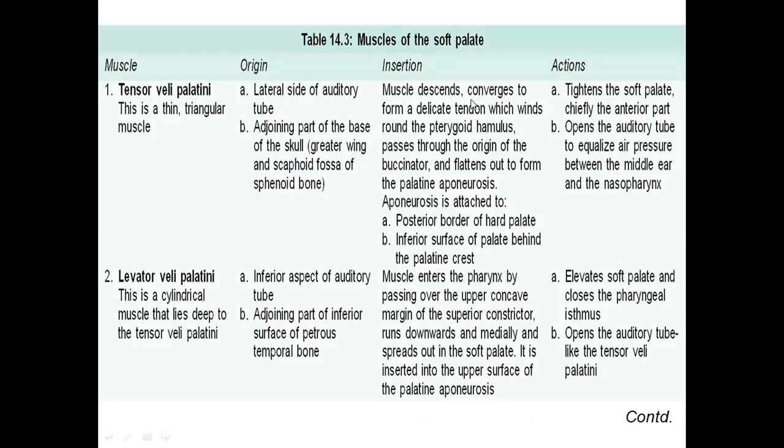Insertion: the muscle descends and converges to form a delicate tendon which winds around the pterygoid hamulus, passes through the origin of buccinator, and flattens out to form the palatine aponeurosis. The aponeurosis is attached to the posterior border of the hard palate, the inferior surface of the palate behind the palatine crest. The action of tensor veli palatini is to tense, that means it tightens the soft palate, chiefly the anterior part. It opens the auditory tube to equalize the air pressure between the middle ear and nasopharynx.